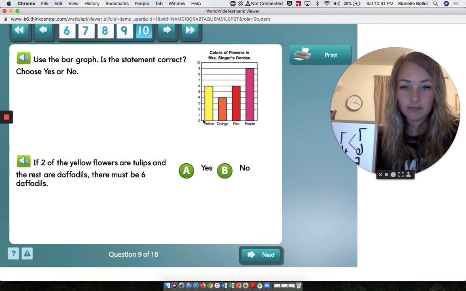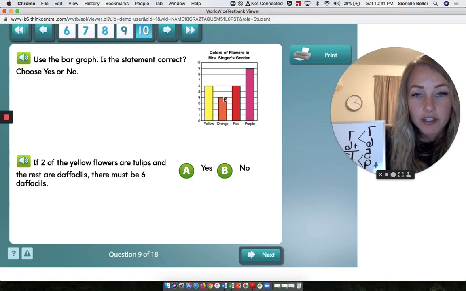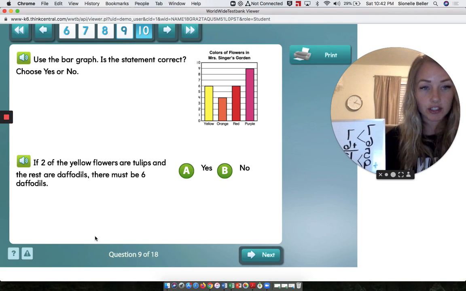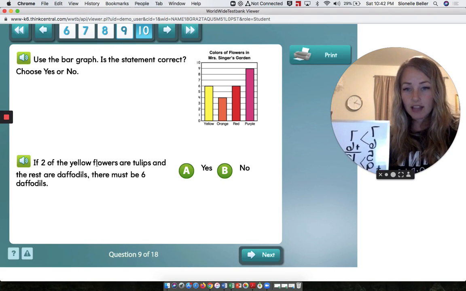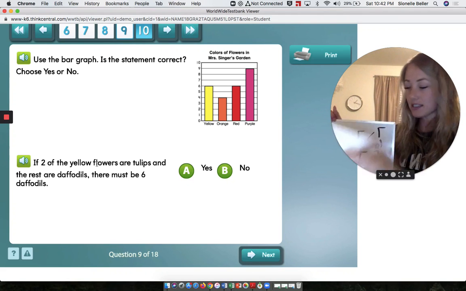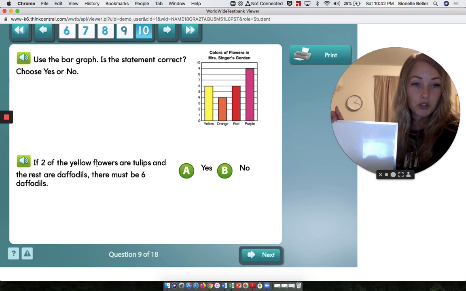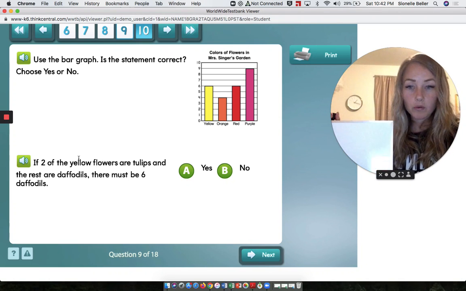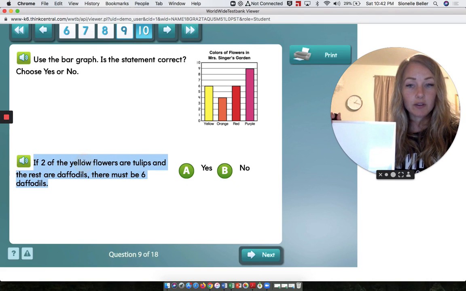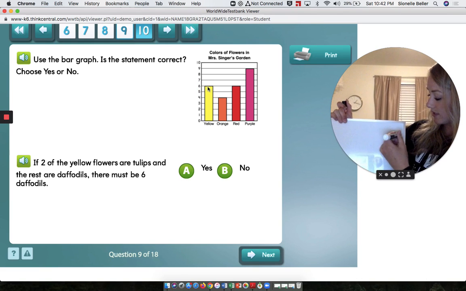Next one, different graph. There are 6 yellow flowers, 4 orange flowers, 6 red flowers, and 9 purple flowers. We need to decide if this sentence down here is true. It says if 2 of the yellow flowers are tulips and the rest are daffodils, there must be 6 daffodils. We did one kind of like this a couple problems ago. We're talking about which color flowers? The yellow flowers. And yellow flowers, there are 6. So let's draw 6 yellow flowers.